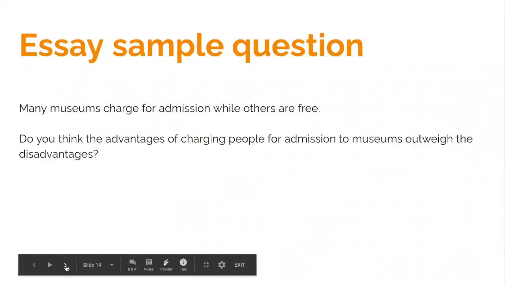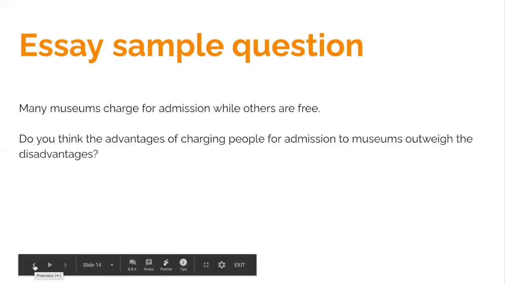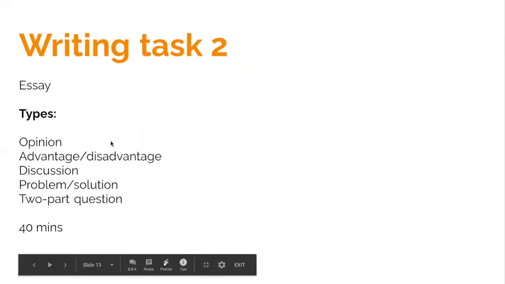Okay, let's look at the example. So here we have a sample question. It says, some museums charge for admission while others are free. So charge for admission means they charge for entrance, and some museums are free. And the question is, do you think the advantages of charging people outweigh the disadvantages? So guys, based on what we discussed and on the question, can you guess what type of essay this is?